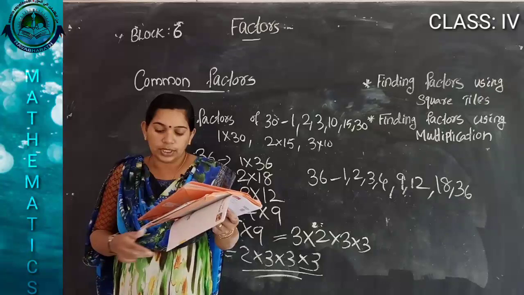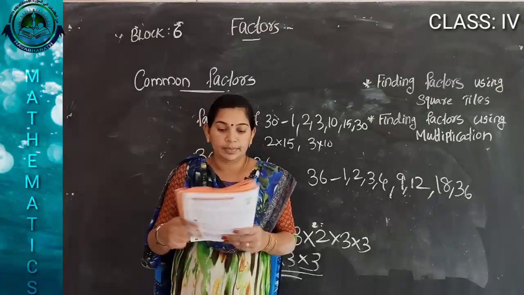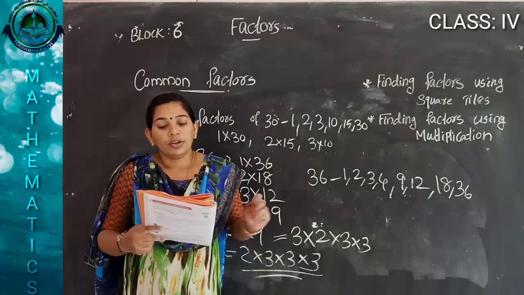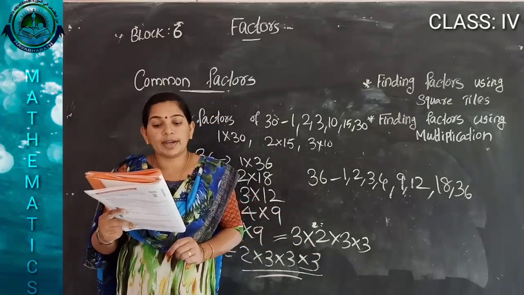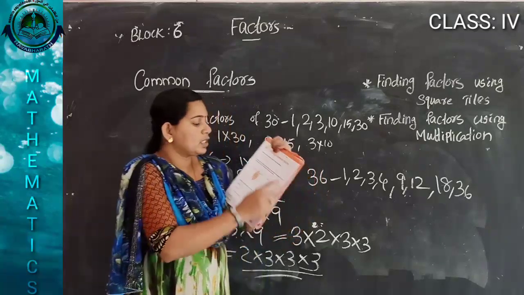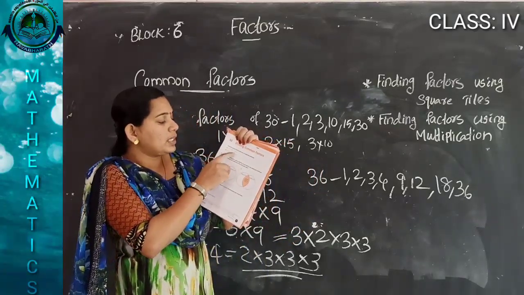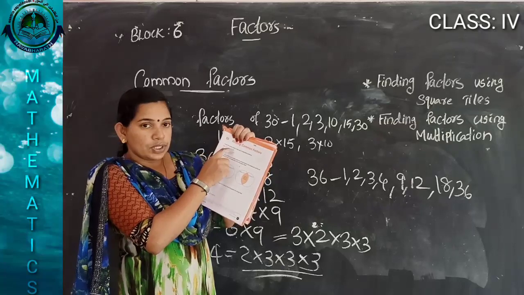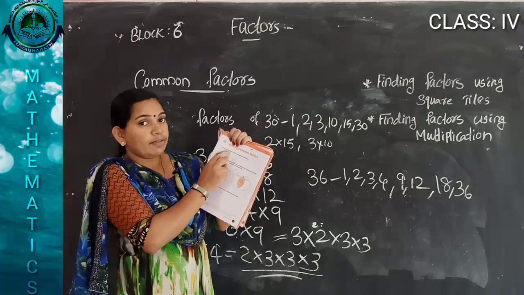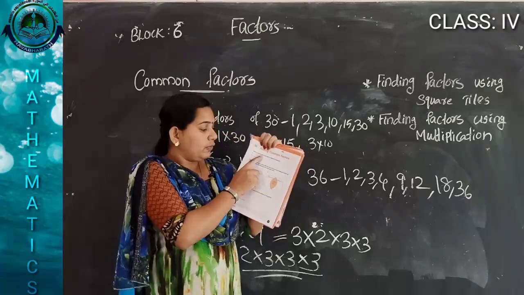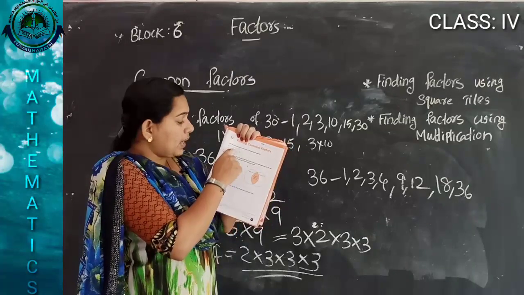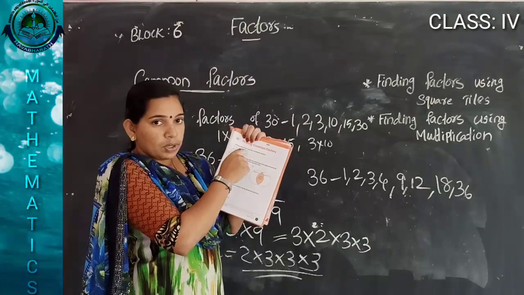From your workbook page number 29, finding common factors. First question, circle the common factors in each pair of the multiplication sentences. This is the first question. Two factors are there. From this, you find out the common factors. This is the second question. Not comparing these two, comparing these two numbers. Okay.